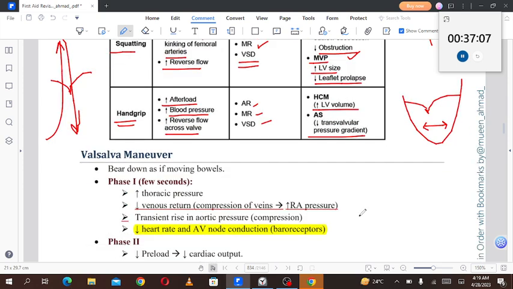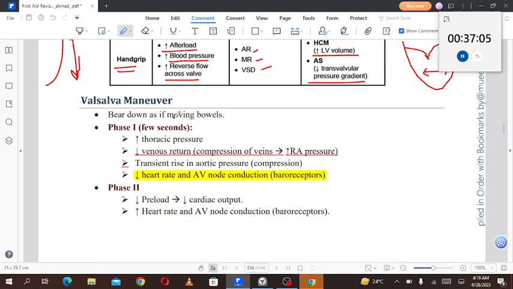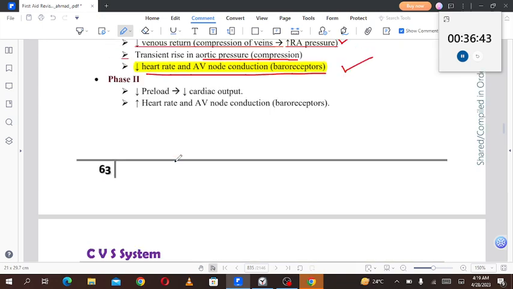Now we'll talk about the Valsalva maneuver. Bear down as if moving the bowels. Phase 1, for a few seconds: increased thoracic pressure, decreased venous return, compression of the veins, and increased right atrial pressure. There is a transient rise in the aortic pressure because of compression, and decreased heart rate and AV nodal conduction via baroreceptors. Here, we're talking only about the Valsalva maneuver.